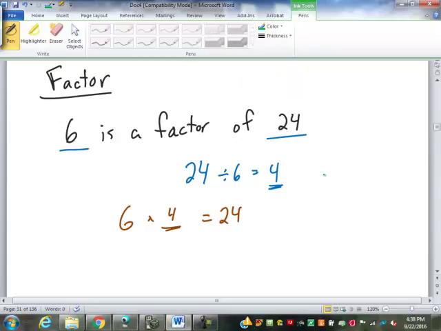Well, they mean the same thing, remember. They're the same operation. One's forward, one's reverse. So there are a number of factors of 24. There are several numbers that can divide 24 without giving us a remainder or a decimal or a fraction.